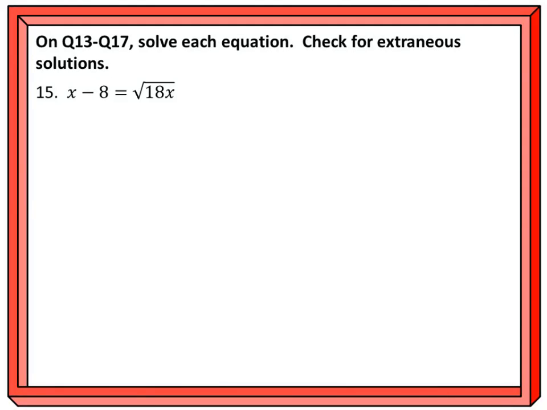Okay, so we're going to solve this equation, then check for extraneous solutions. So this is a radical equation. To solve this radical equation with the square root, we square both sides.